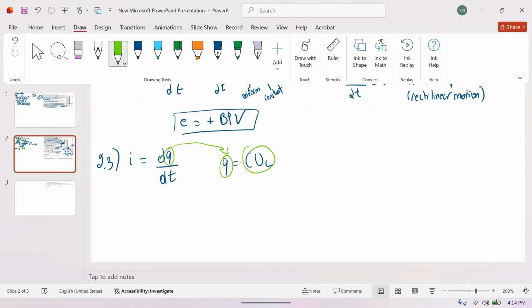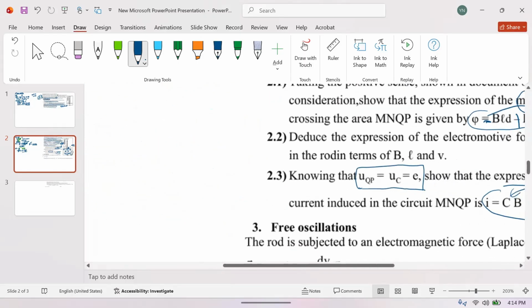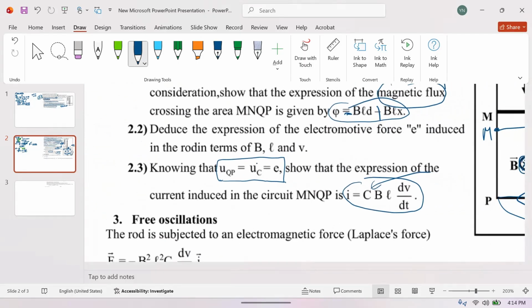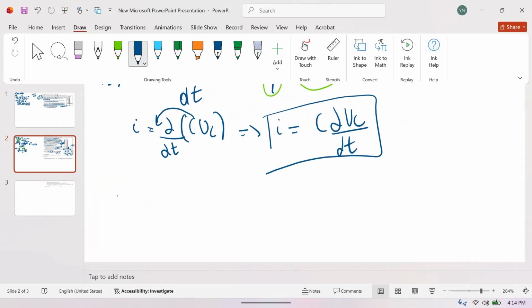It will be the same as C UC, and I will be taking the derivative. Instead of Q, I will be putting its formula C UC, okay? And C is a constant, so we will keep it outside. I will be having C dUC over dt. Now you tell me, why did you get this? Because they explicitly mentioned UC. UC is E. Replace UC by E, and you'll get to your point. I equals C dE over dt. UC and E, they are the same.